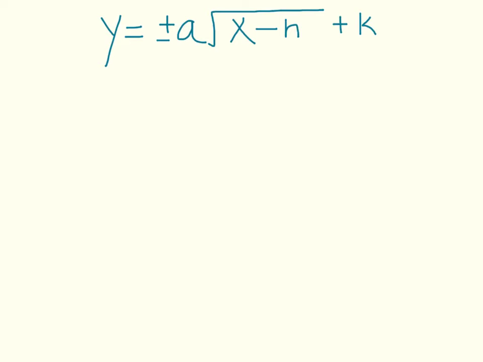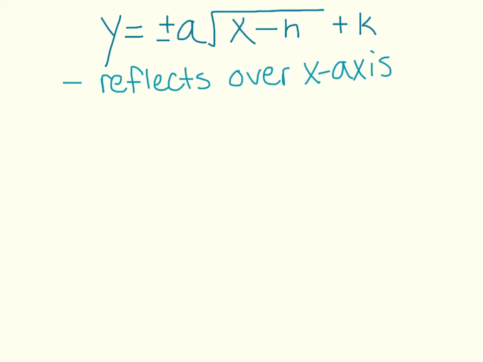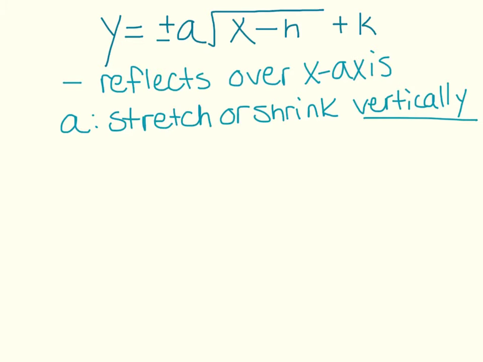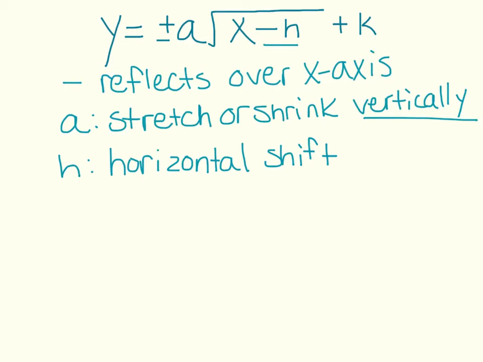So now, for any radical function, and I mean this to be square root, cube root, or whatever, our form is y equals plus or minus a, and then the square root, and then we have x minus h, and then plus k after the radical. Just like we've done for all our other functions, the negative is going to reflect it over the x-axis. The a will be your stretch or shrink. The h is your horizontal shift, and note that it's minus h, so it goes the opposite direction. And the plus k, the k is your vertical shift.